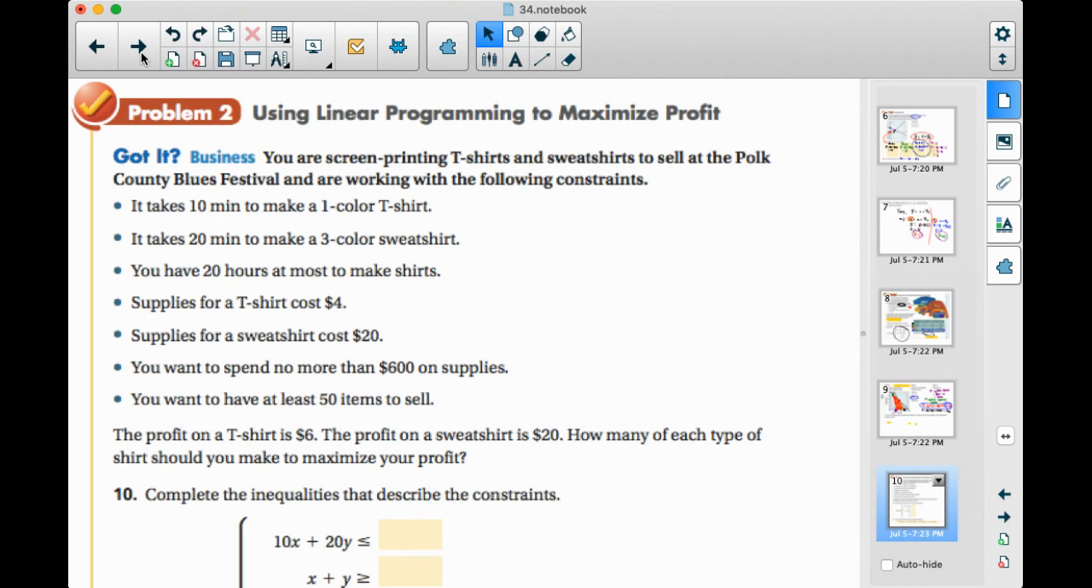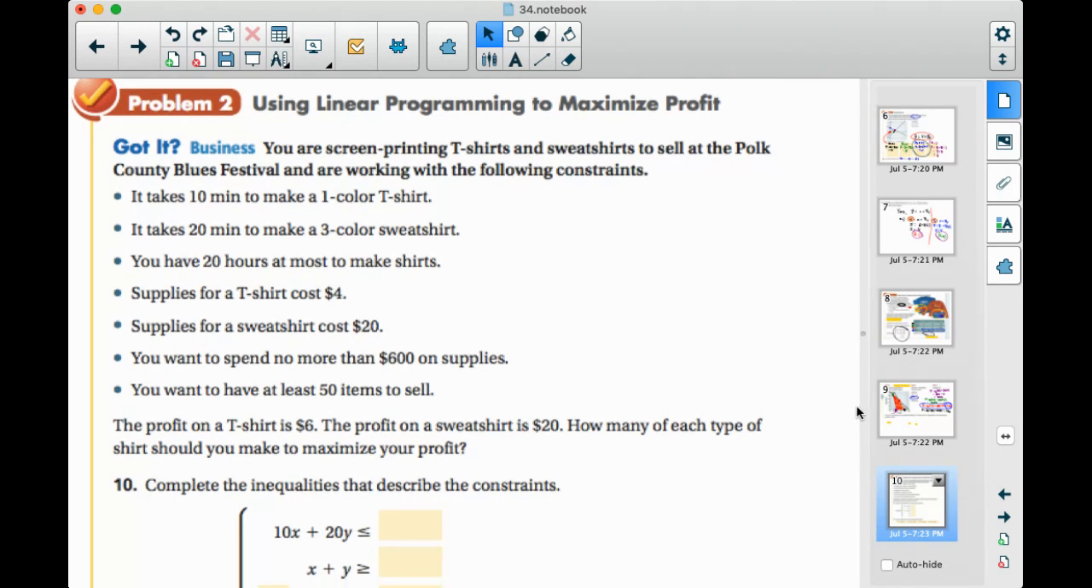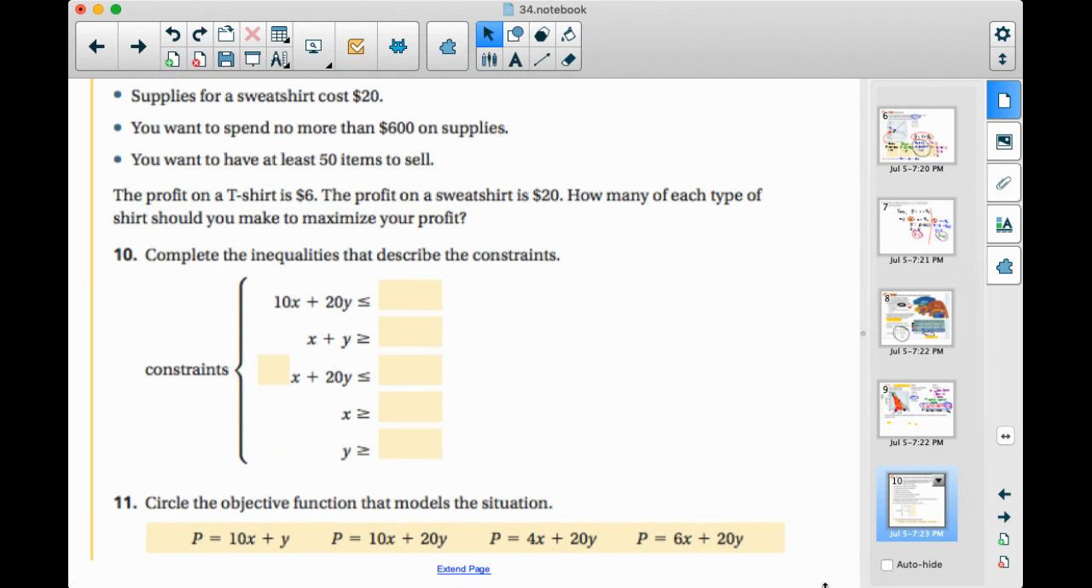The profit on the t-shirt is $6. The profit on the sweatshirt is $20. How many of each type of shirt could you make to maximize your profit? All right, let's see what we can do. Let's write these inequalities.